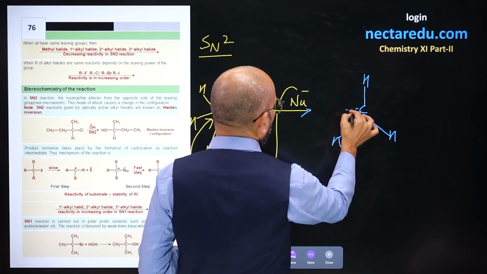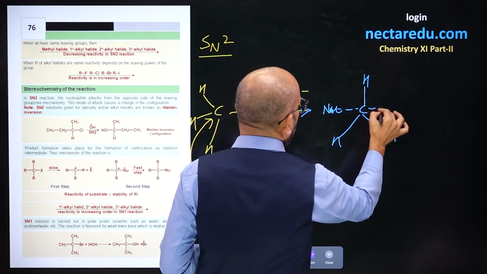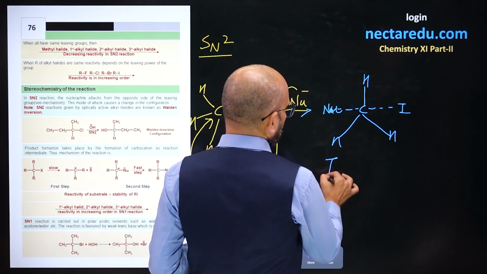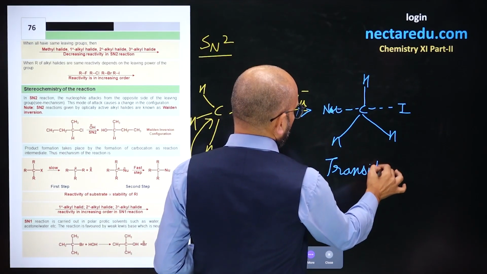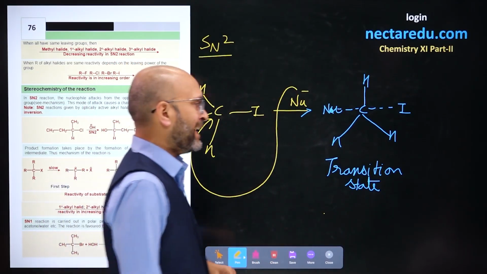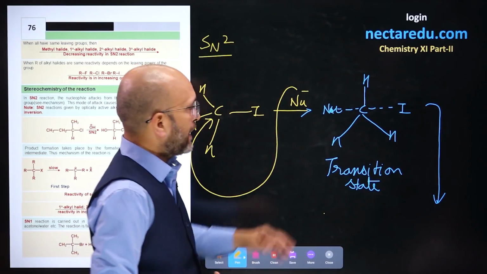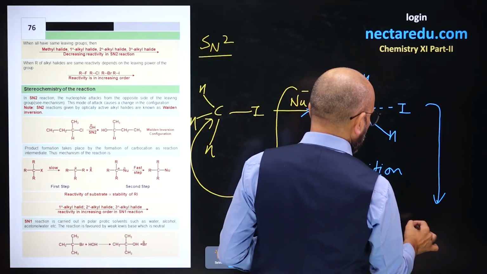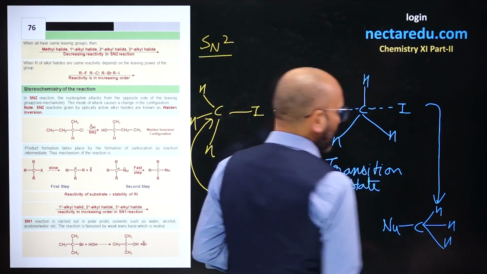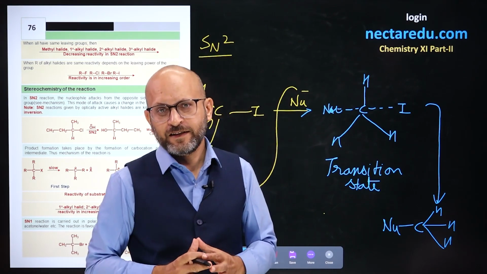So, the nucleophile is coming in, and at the same time the halogen bond is breaking. So, this is known as a transition state. Then this halogen is removed and the nucleophile is attached at the back side. So, we get the product something like this, and the other bonds are completely inverted, like an umbrella in a strong wind on a rainy day.